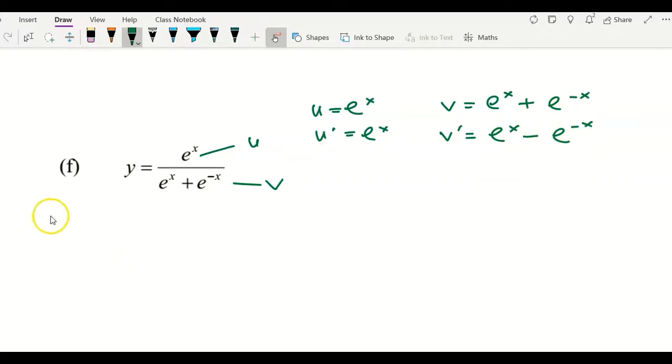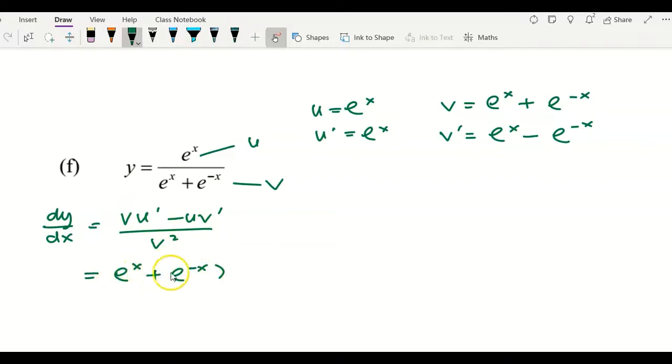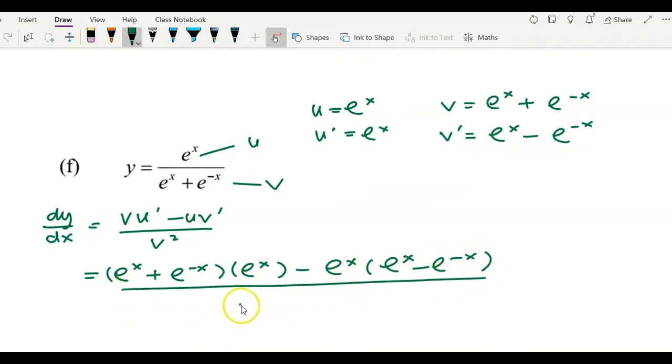Alright, then you're going to apply the quotient rule, that is v u prime minus u v prime over v squared. So v is e^x plus e power of negative x, multiplied by u prime, that will be e^x, minus u, which is e^x, multiplied by v prime, which is e^x minus e power of negative x, over v squared, e^x plus e power of negative x, squared.